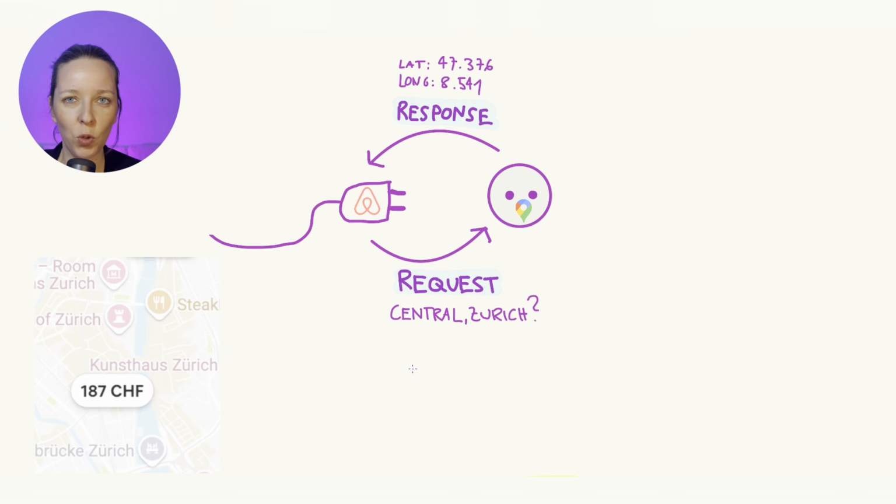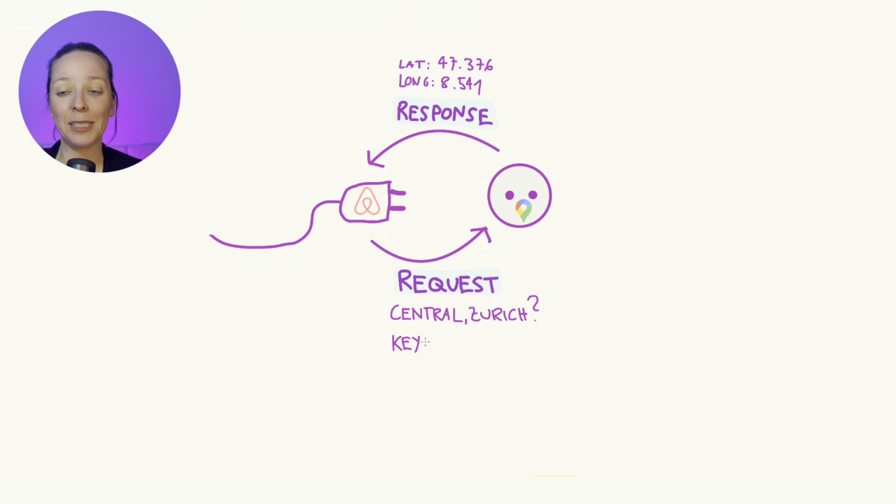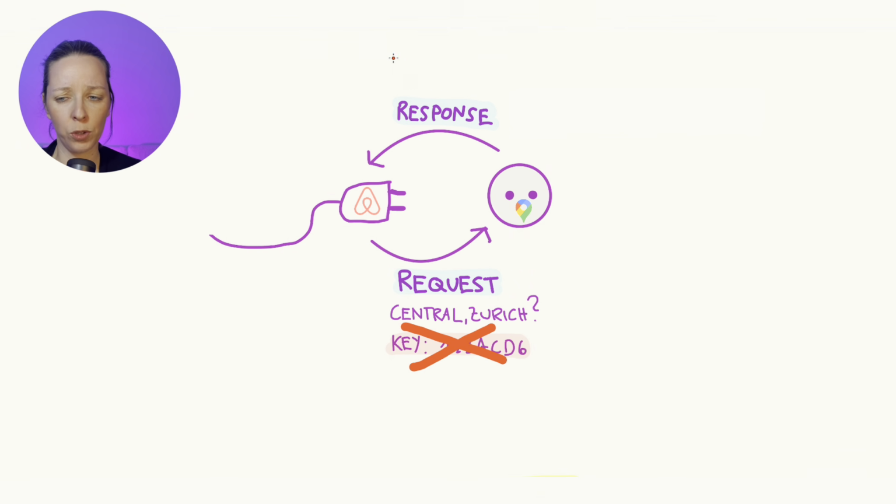However, accessing Google's API is not just a simple thing like just asking. When Airbnb signs up through Google's API, they receive a unique key that must be included with every request. Without this key, Google responds, "Request denied."